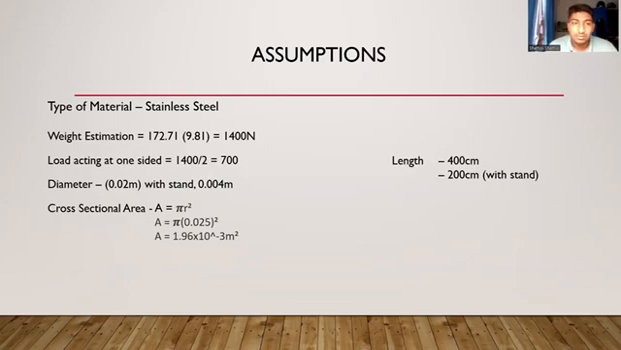And the diameter is 0.2 meters, and the stand is 0.04 meters. For the cross-sectional area, it's 1.9 times 10 to the negative 3. So the length is 400 centimeters, and with the stand, which is 200 centimeters. So it's quite big. Our project is quite big. Yeah, it's a big material. So my slide has come to the end, and thank you.